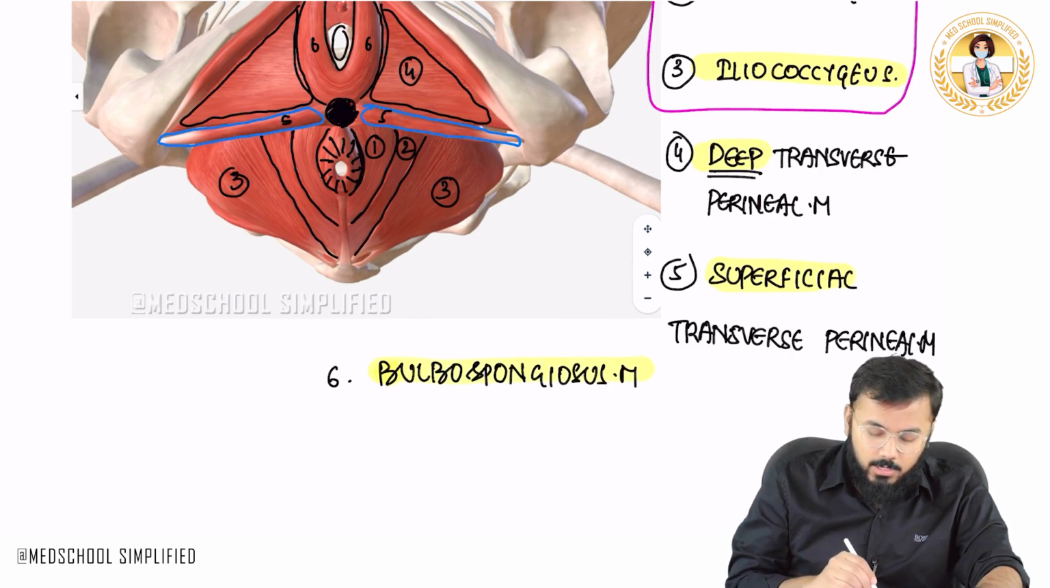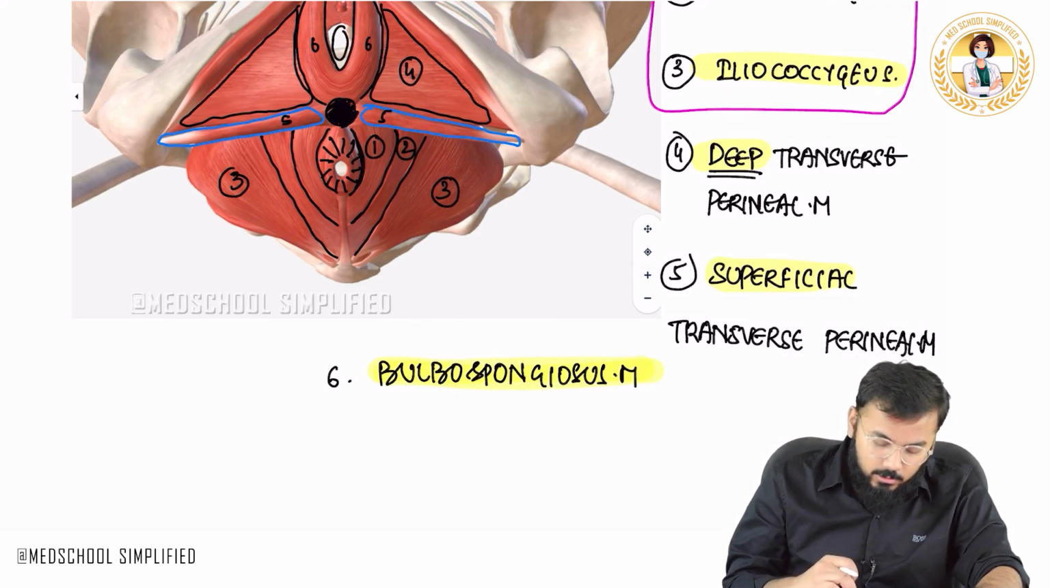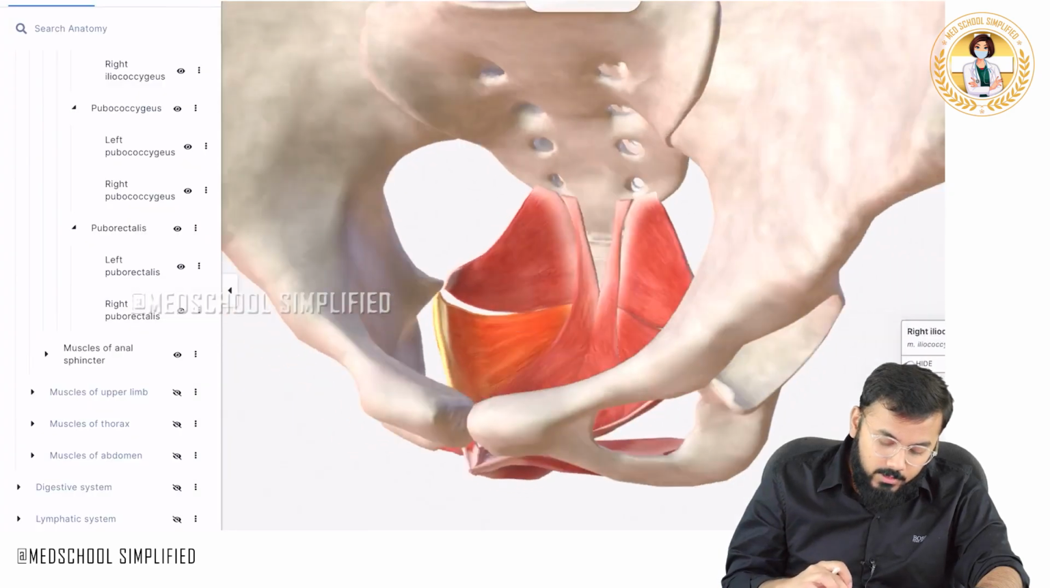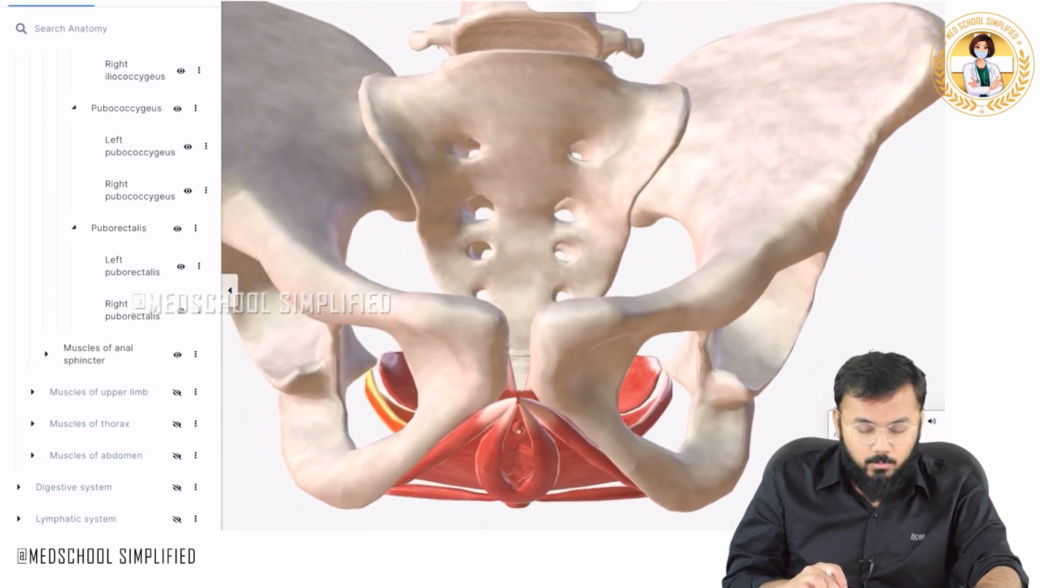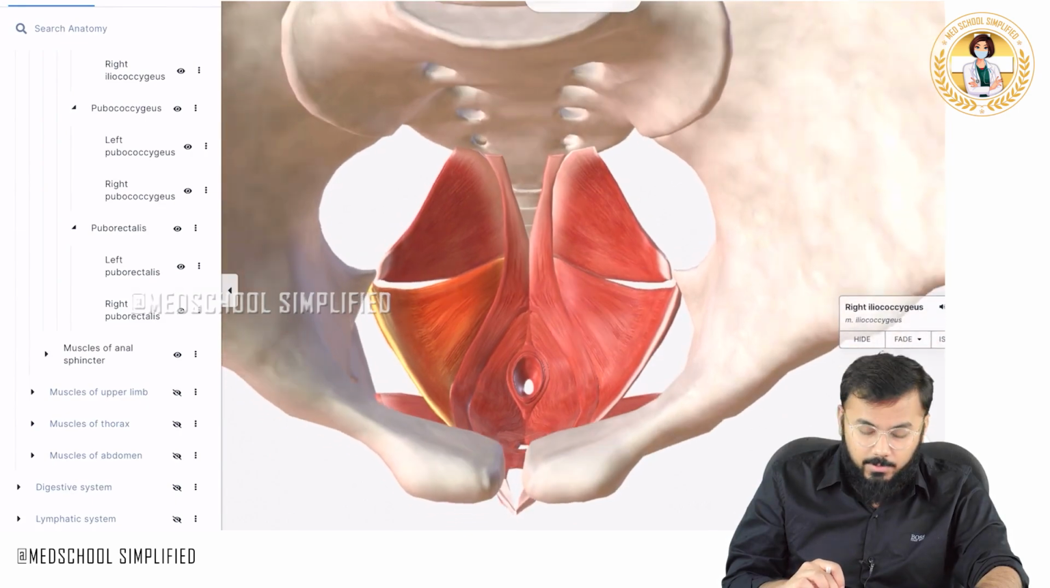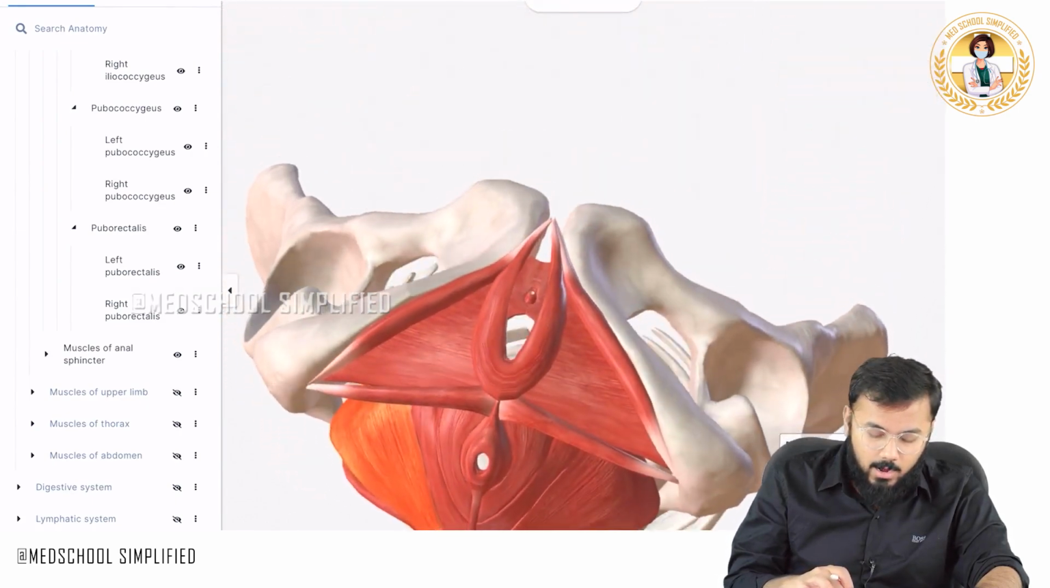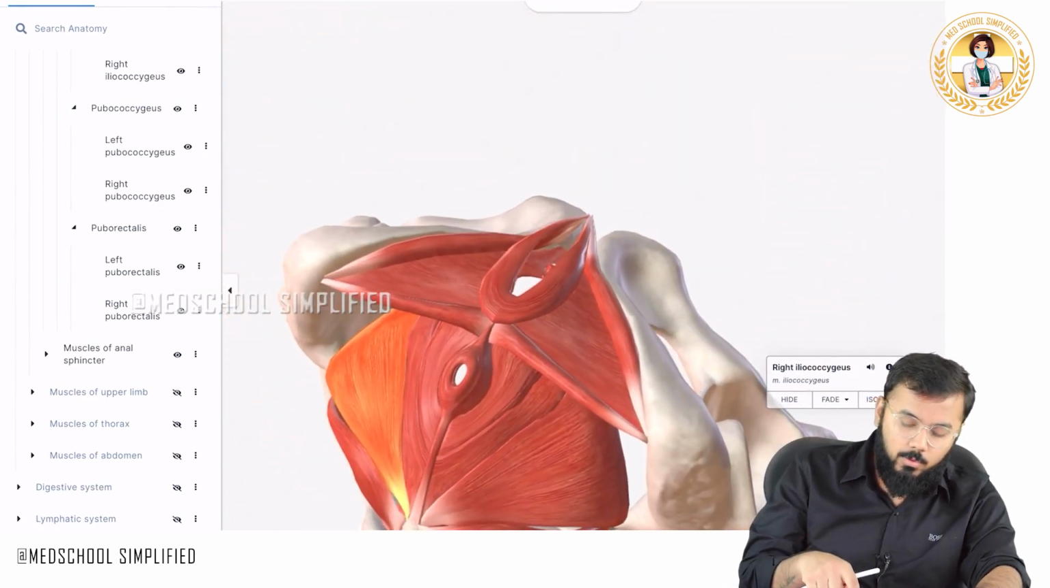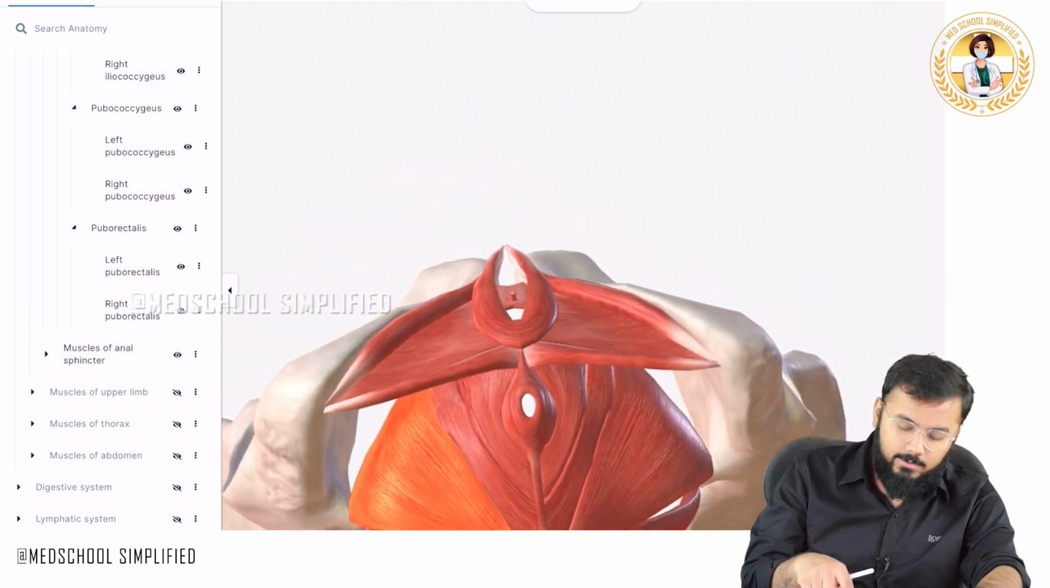And finally you have got your bulbospongiosus muscle. Let us look at these muscles right now. Okay, so if you can look, this is your pelvic bone. You are looking from the inner side of the pelvic bone. Now I am telling you to look from the outer side of the pelvic bone. Now I hope this makes it perfectly clear, right?